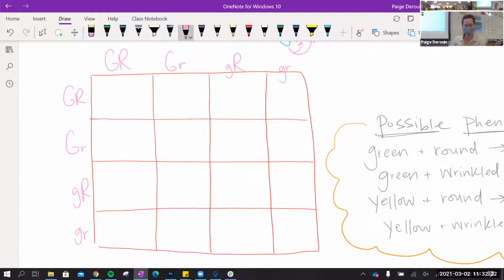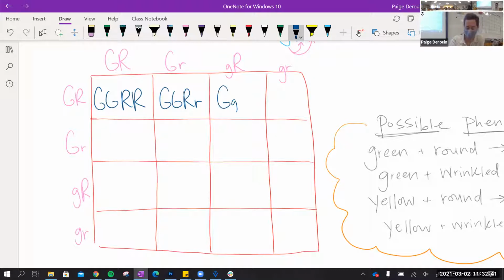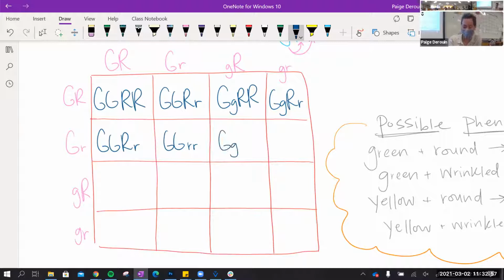Now comes the fun and satisfying part of this experience, where you get to fill in the squares. It's just like a normal Punnett square, but remember, keep your G's and your R's together. So this is going to be 2 big G's, 2 big R's. This is going to be 2 big G's, big R, small r. This is going to be big G, little g, 2 big R's, and big G, little g, big R, small r. Then I'm just going to keep going and you'd keep going too.